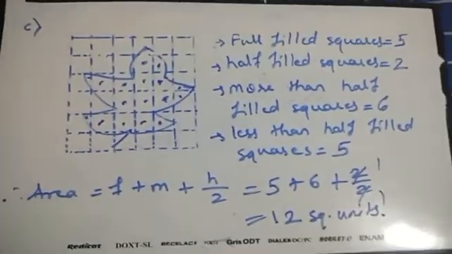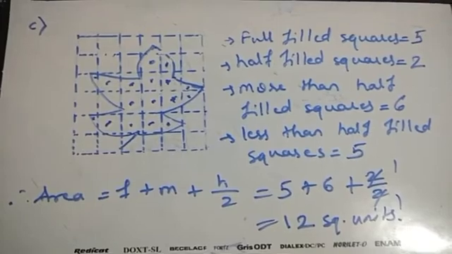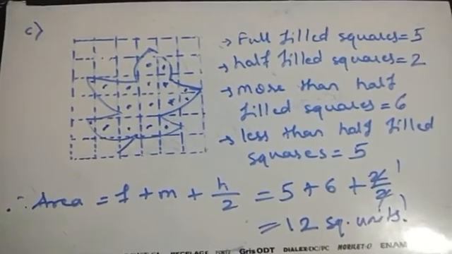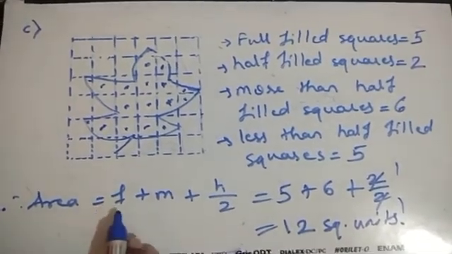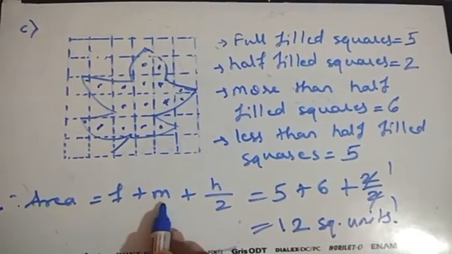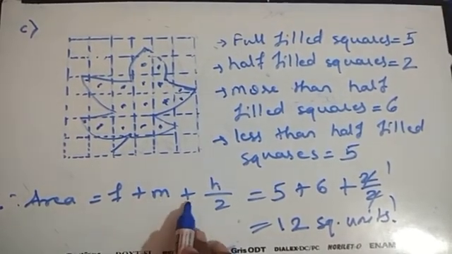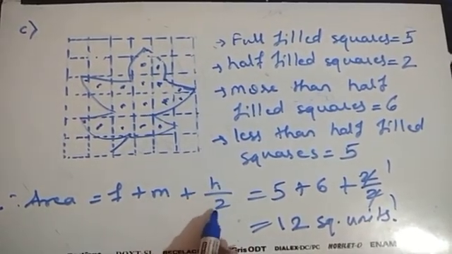So in this way we can find out areas of irregular shapes by using the formula: fully filled squares plus more than half filled squares plus half filled squares divided by 2.